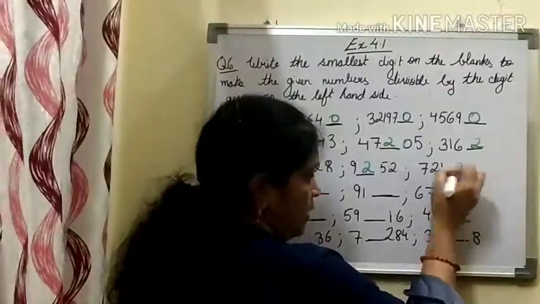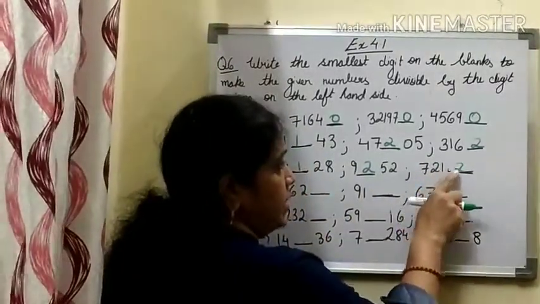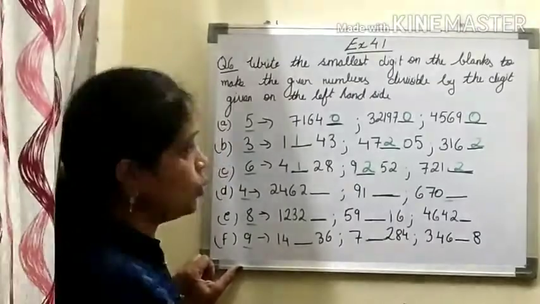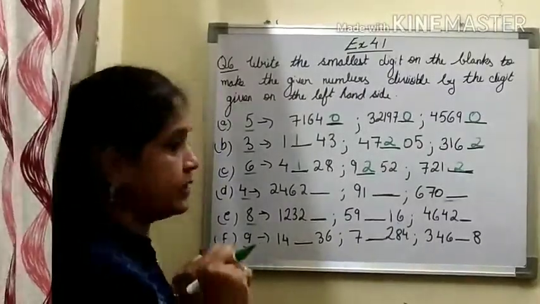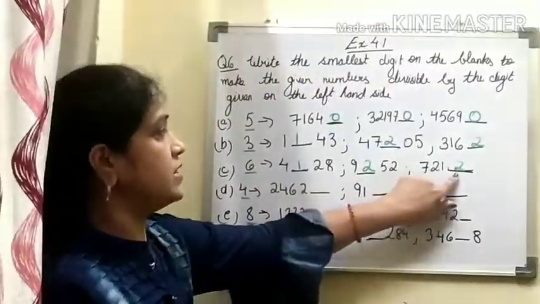Now if I put 2 here, then what happens? 7 plus 2 is 9, 9 plus 1 is 10, 10 plus 2 is 12. Now if I put 2 here, it will be divisible by both 2 and 3. So 2 is the smallest digit inserted.